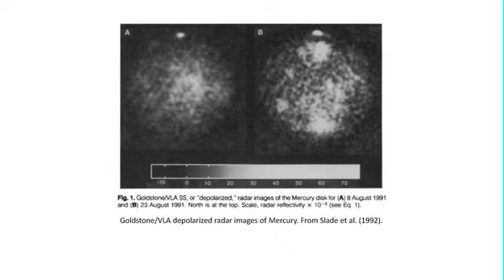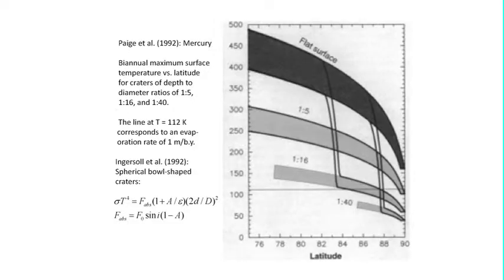Then along came, so that was 92, and Dave Page wrote a paper in 92, I wrote a paper in 92. And the question is, what kind of craters are going to be the coldest?